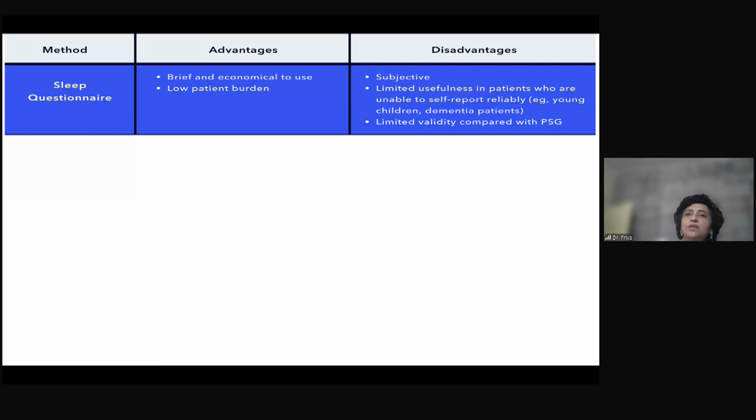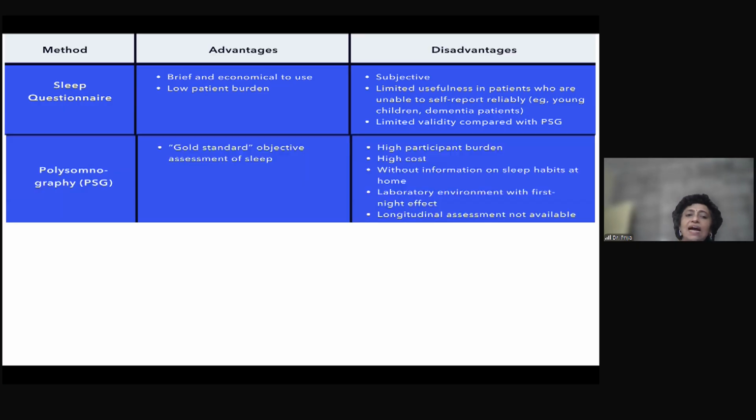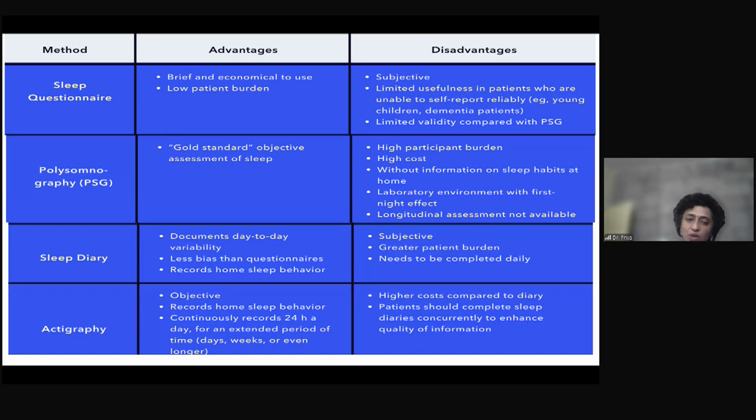And for some people, daytime sleeping and napping is an accepted routine, so they don't complain of sleepiness at all. And its validity against the PSG is limited. Polysomnography is the gold standard, but it is costly and time consuming. So then we have the home sleep studies available.